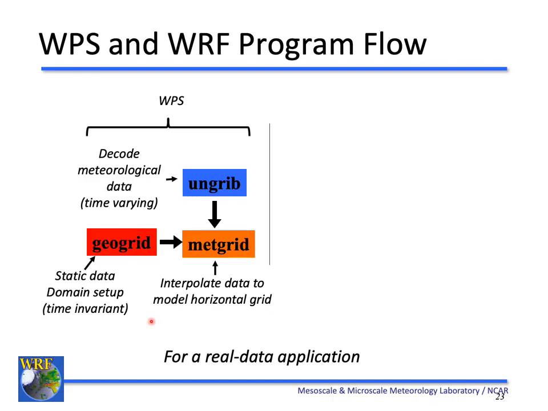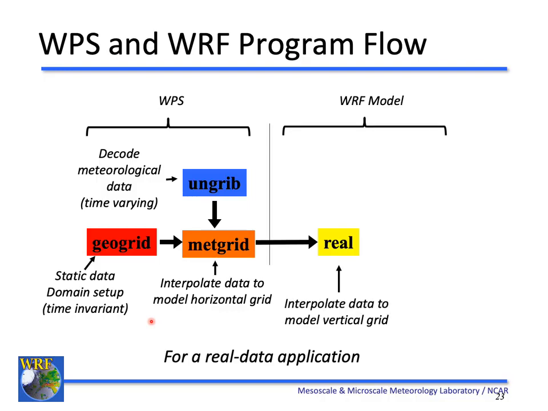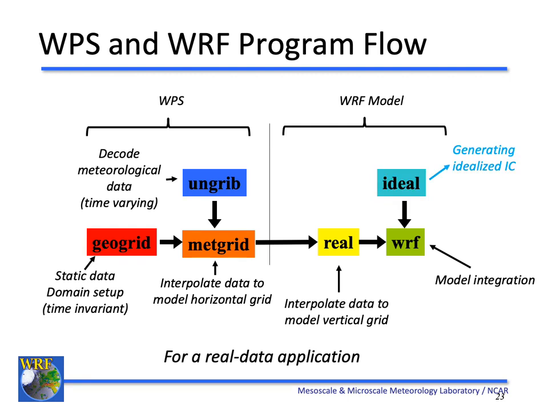Once the data is processed by WPS, they can be used by program REAL, which defines the model vertical grid and interpolates data to that vertical grid. The data from REAL is the input to the WRF model. This is a typical data flow for a real data application of the model. The model can also be run with an idealized initial state, and this is done via program ideal.exe.